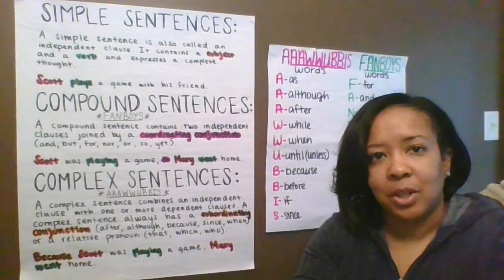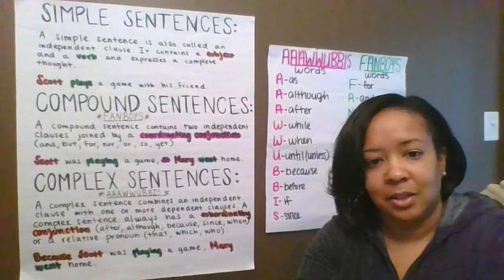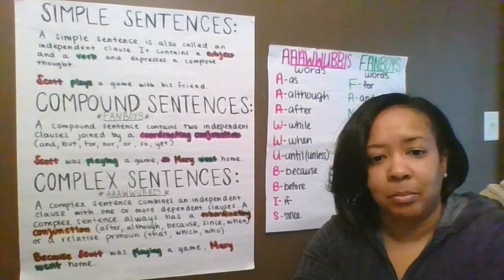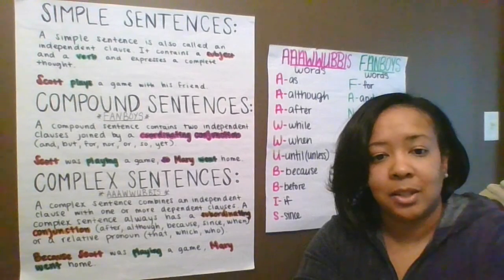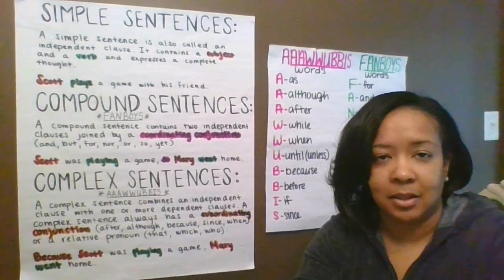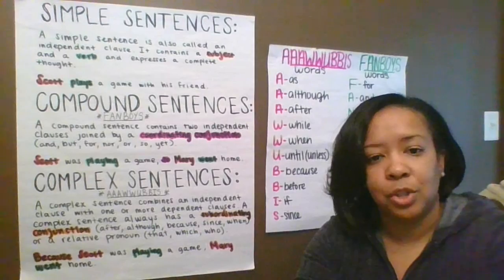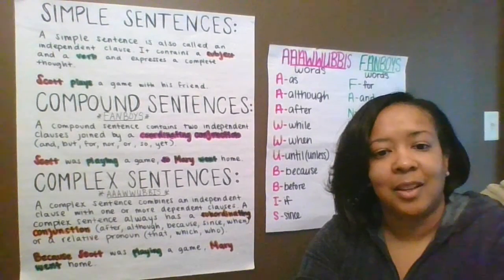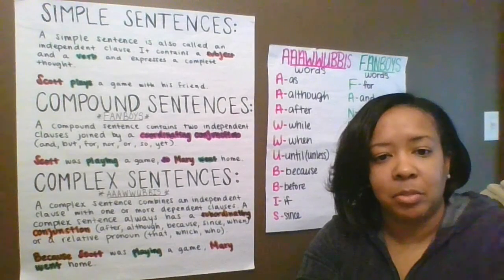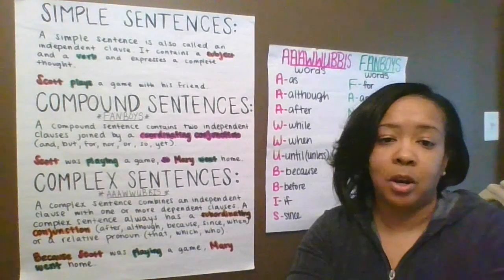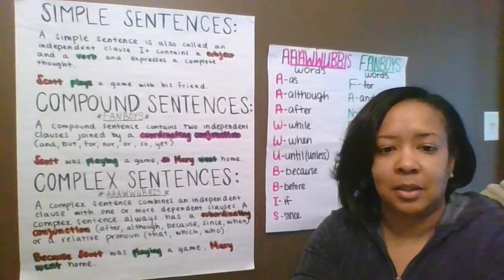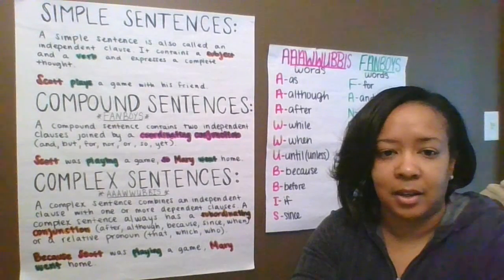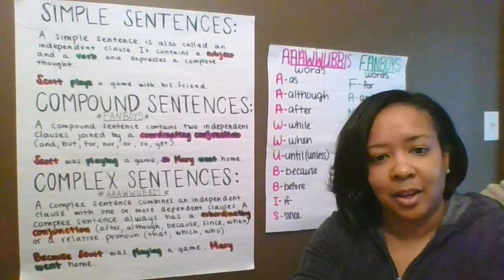Today, we're going to talk about sentences. We will be reviewing simple sentences, compound sentences, and complex sentences. My first question to you is, what is a sentence? Correct. A sentence is a complete thought. It contains two parts. What two parts does a simple sentence contain? A subject and a predicate.